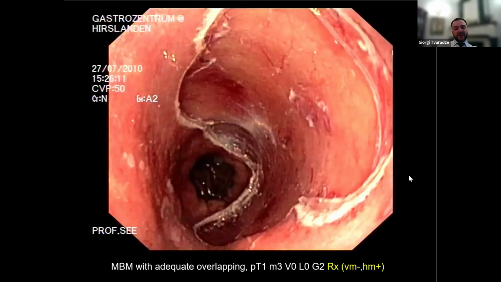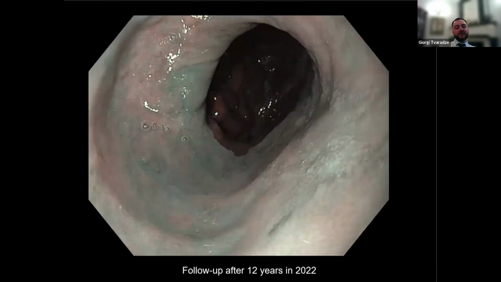This is the result after resection. You can see a clean area with no remnant ridges, so it looks perfect. After that we did RFA of the remaining Barrett's, of course. Now I'm going to show you the same patient after 12 years. And you can see there is a clean scar, no recurrent cancer. So the result is great. What I want to say is that if you do EMR properly and use the overlapping technique for high-grade dysplasia and mucosal cancer, you can get a very good result.